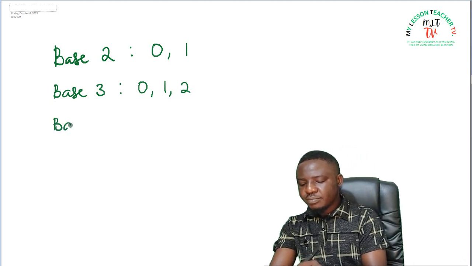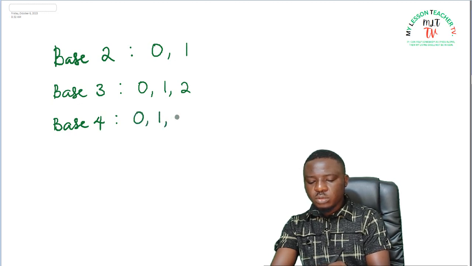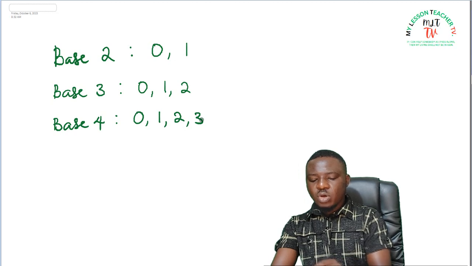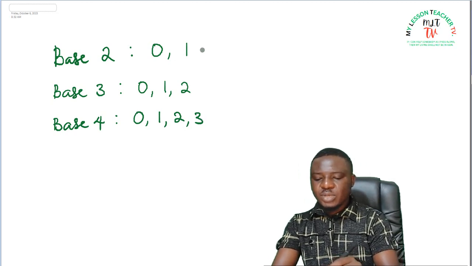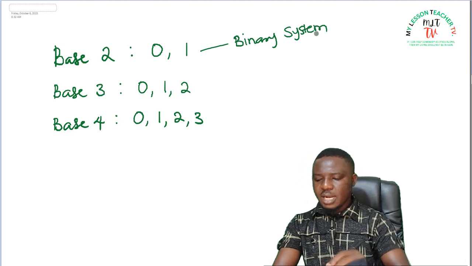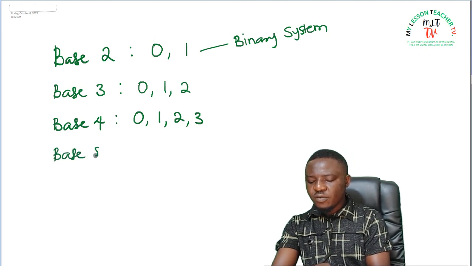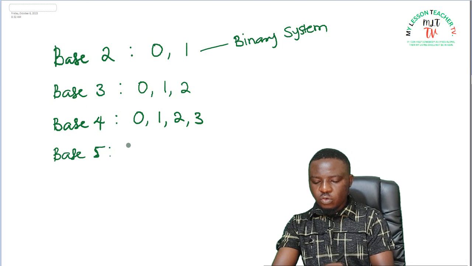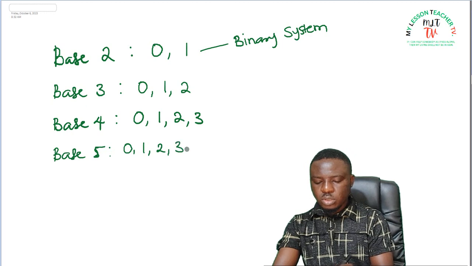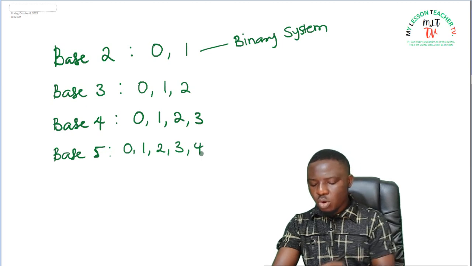For the base 4 system, you'll find digits of zeros, 1s, 2s, and 3s. No other digits you will see other than this. The base 2 system, we refer to it as the binary system. I doubt if there's a particular name for base 3 and base 4. Also, for the base 5 system, grouping in 5, you therefore know that you should be expecting digits like zeros, 1s, 2s, 3s, and 4s.